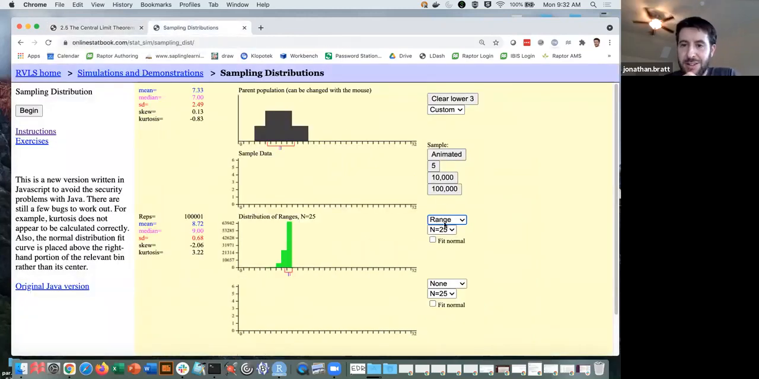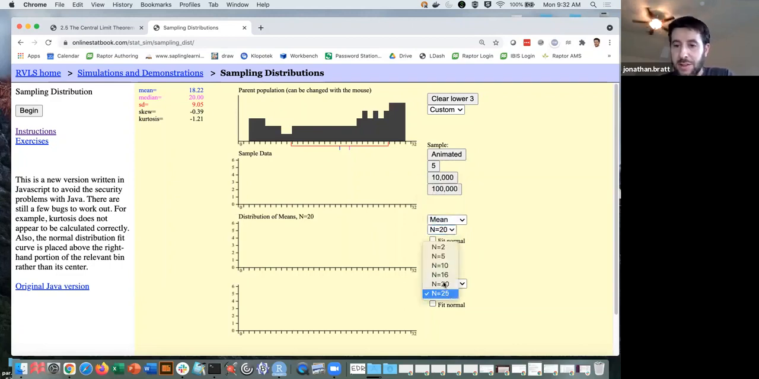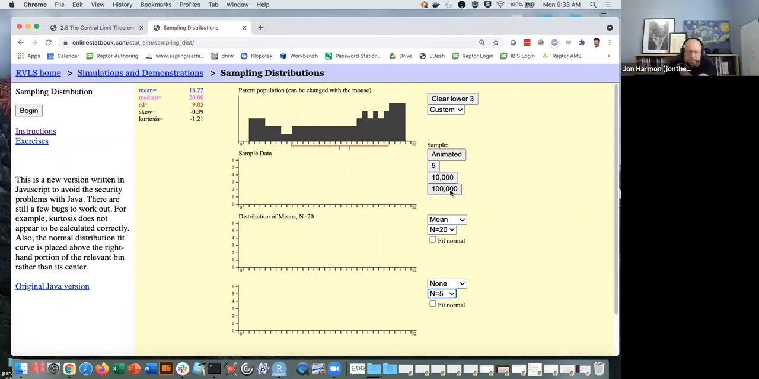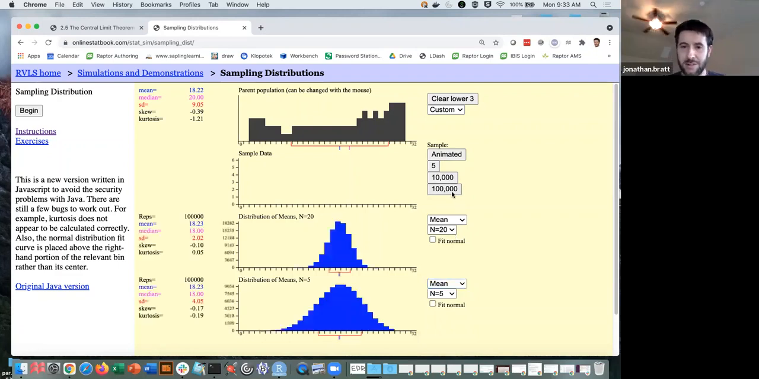I think this is easier if I draw another weird old custom distribution, not at all normal. And I want to calculate the mean for n equals 20 samples and n equals 5 samples. So when I say n equals 5, I mean the size of the sample is 20 versus the size of the sample is 5. And let me take 100,000. Yes, it won't do anything if I don't choose mean. Okay, I'm going to do 100,000 samples here.